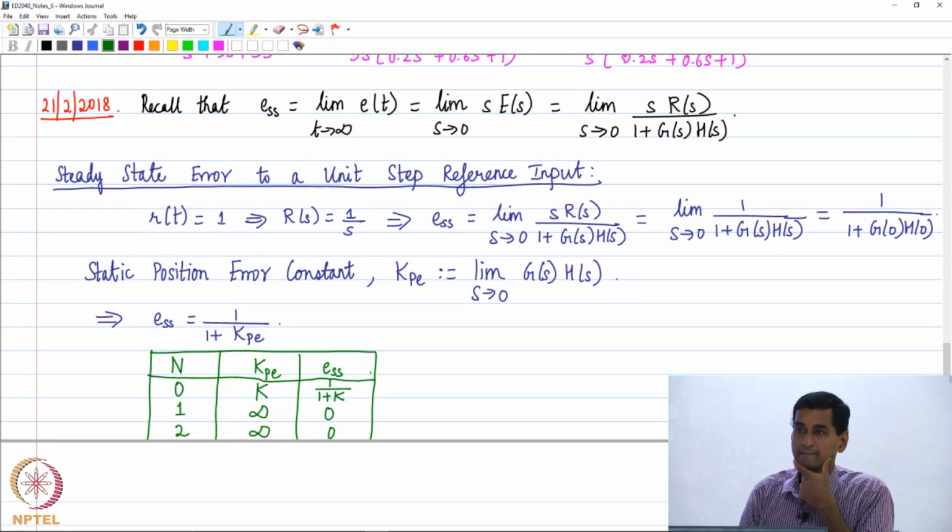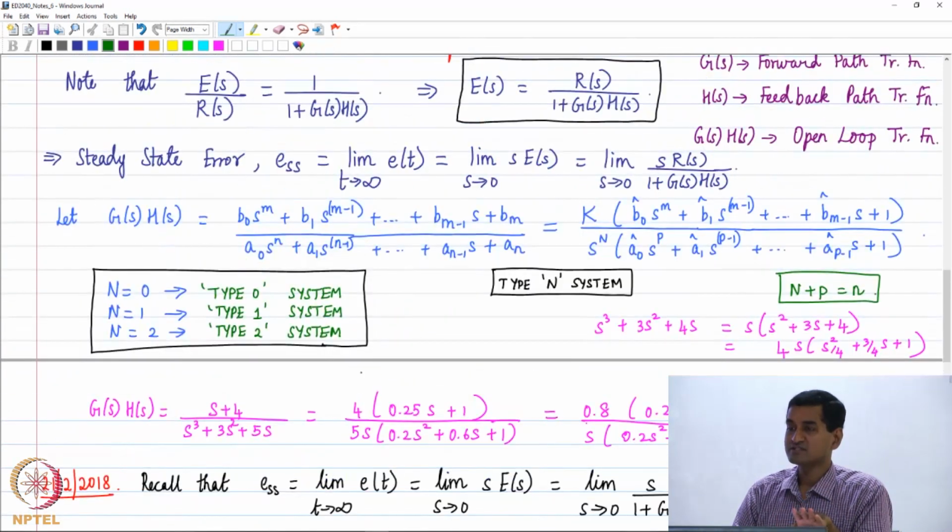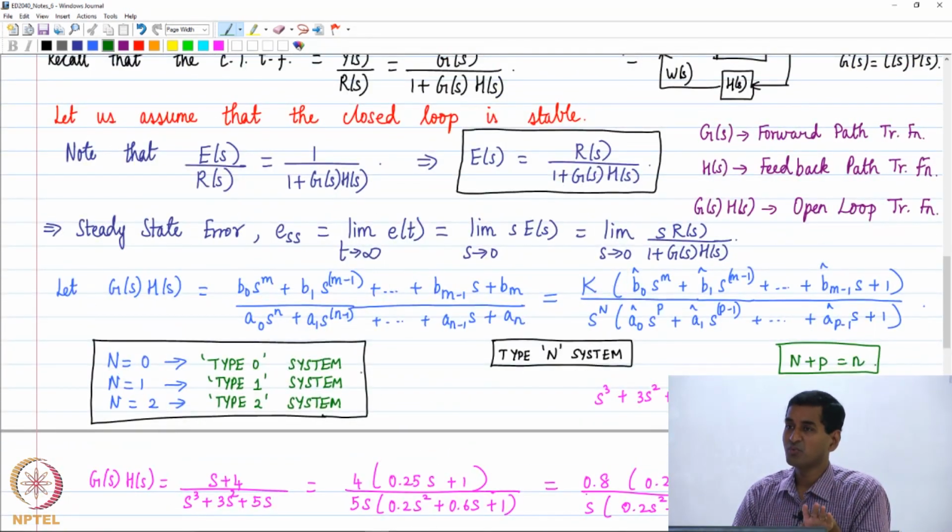Yes. Is there a condition for m and n with numerator and denominator power? Anyway, we are considering causal systems, right. So m is less than or equal to small n, okay. Capital N plus p is equal to small n, okay. So those are the constraints that we have.